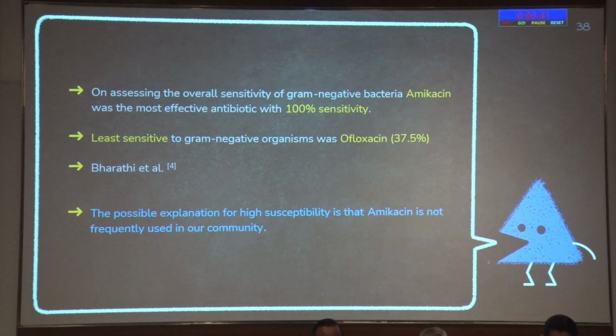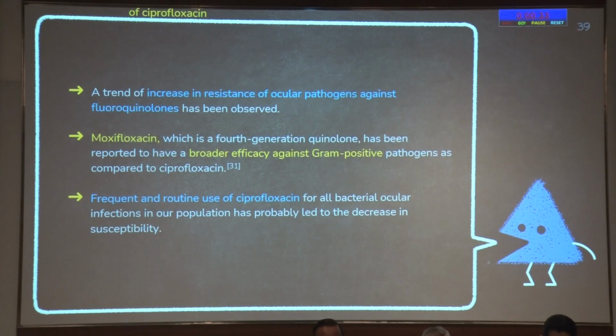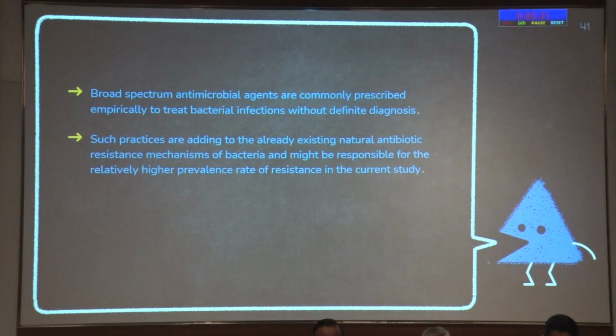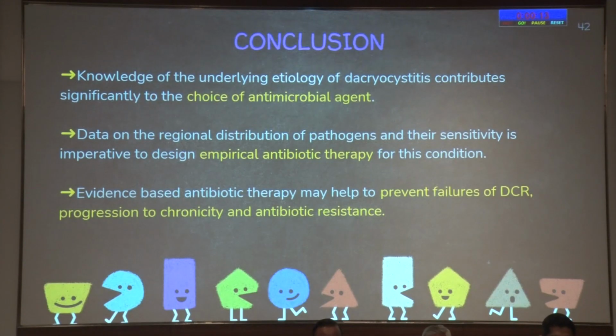The possible explanation for the high susceptibility to amikacin in the cases of gram-negative is because it is not very frequently used in our community. The broad-spectrum antimicrobial agents are commonly prescribed empirically to treat bacterial infections without definite diagnosis. Such practices add to the already existing natural antibiotic resistance mechanisms of bacteria and might be responsible for the relatively higher prevalence rate of resistance in our current study.